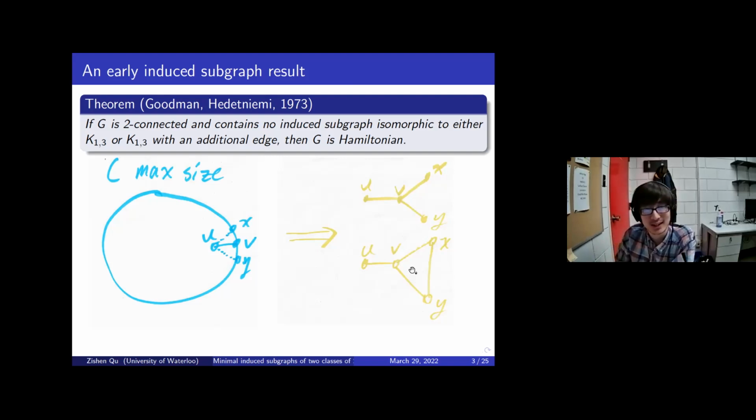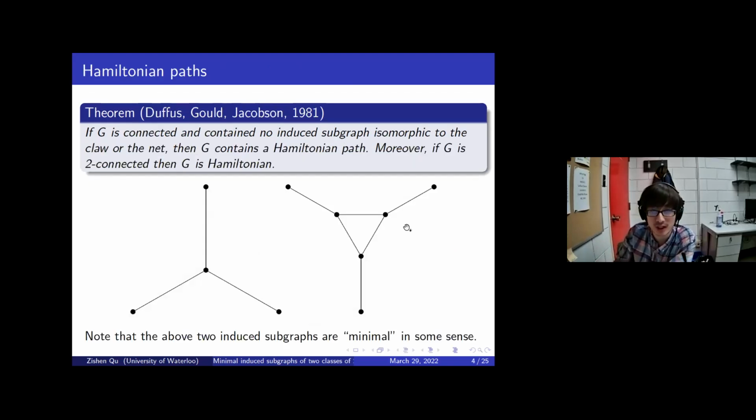Okay, so Goodman and Hedetniemi had the first result of this kind. And then there were Duffus, Gould, and Jacobson, who extended this result. They showed that, ignoring the first part for a second, if G is 2-connected and G does not contain a subgraph isomorphic to the claw or the net, the claw is just a K_{1,3} on the left here, and the net is the graph on the right here, then G is Hamiltonian. If you just look at the 2-connected case, this is the extension of the previous result, because if you contain the net, then you contain the K_{1,3} plus an edge.